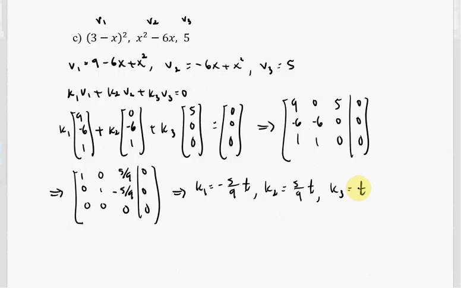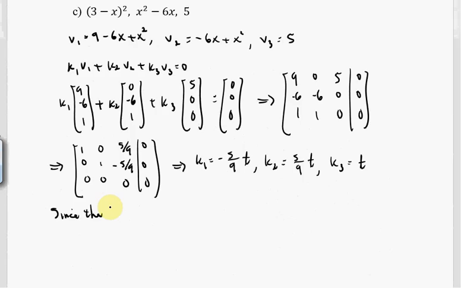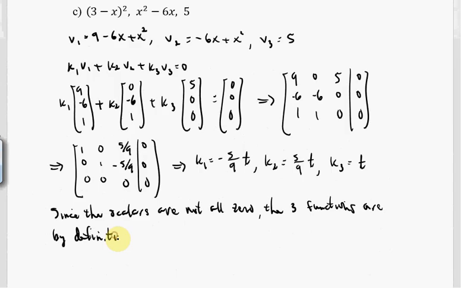Since the scalars are not all zero, the three functions or polynomials are by definition linearly dependent.